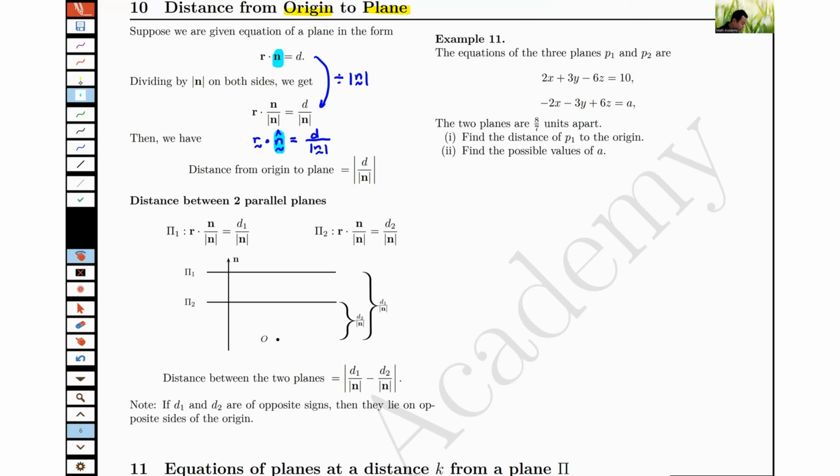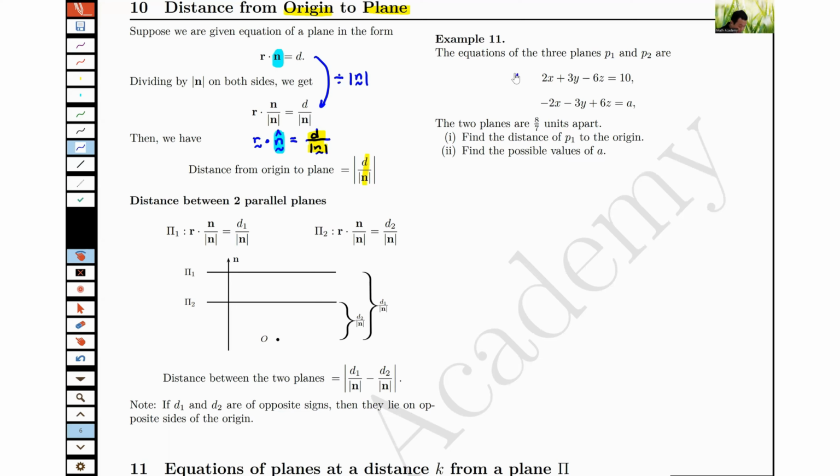Because when you do that, there's a meaning to the value on the right-hand side. This value is the distance from origin to plane if you mod it. But the proof I won't show at this point, going to the A levels. It's not important to know the proof, but it's important to apply. So this value is the distance origin to plane. Can I use this immediately to solve for part 1 on the right?